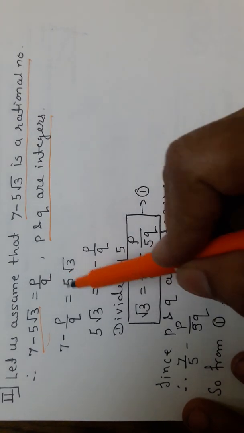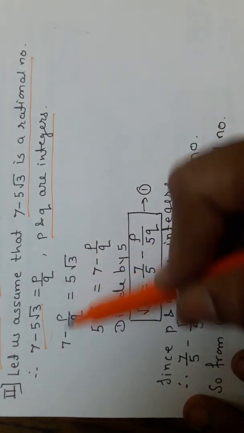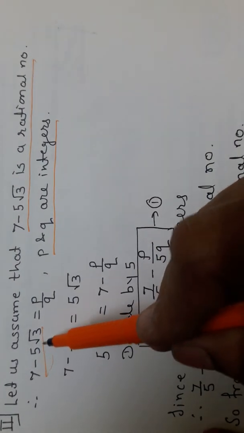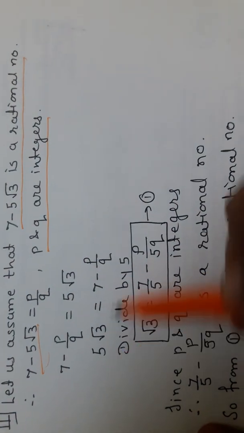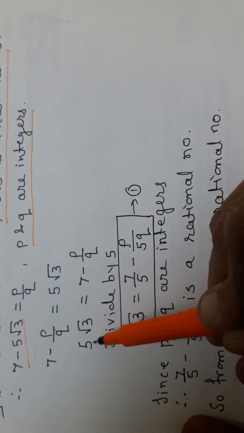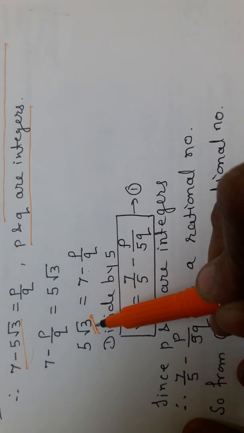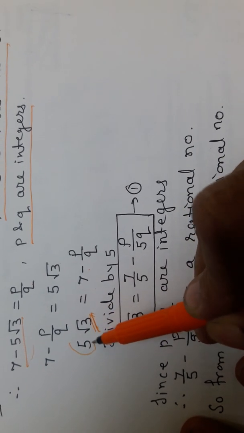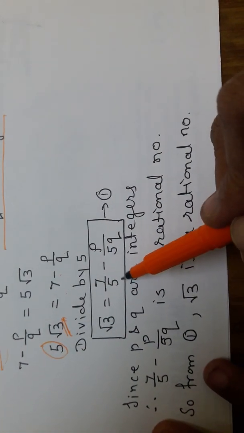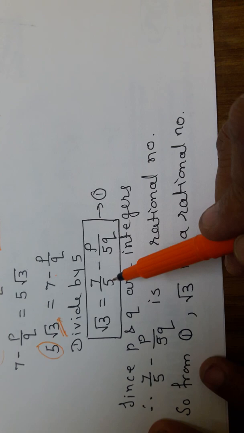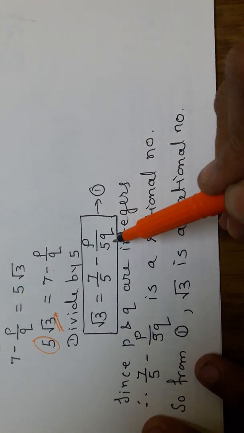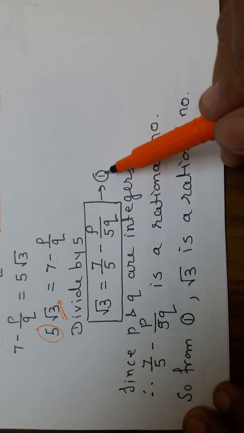So in the next step, we will shift p by q to the left hand side, to make the minus 5 root 3 positive. Now we will interchange their places. 5 root 3 is equal to 7 minus p by q. Here we have to make root 3 free and alone. That's why whatever the coefficient is, we will shift it to the right hand side. So multiplication goes to division form: 7 by 5 minus p upon 5q. This we will call 1.